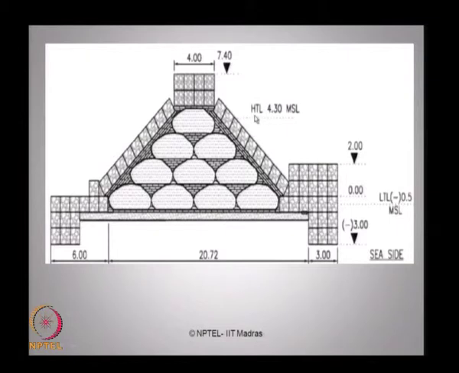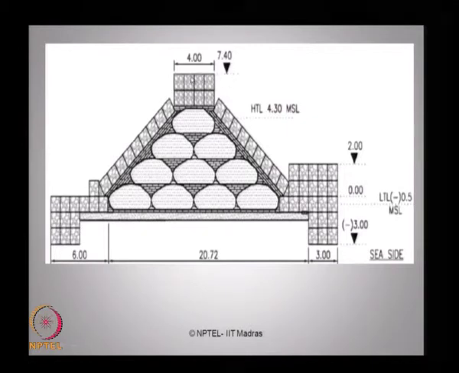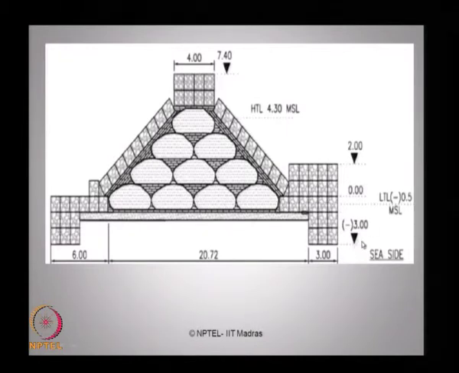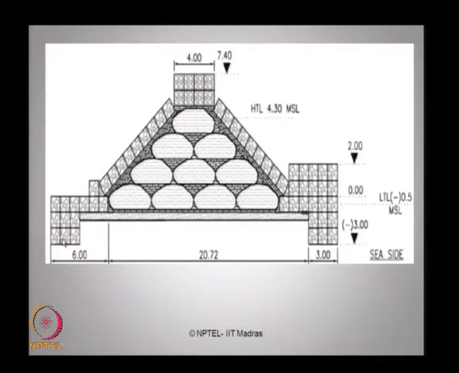The high tide level seen at the specific site has been indicated as 4.3 MSL, whereas the top level of the gabion box arrangement of the embankment goes to about 7.4 meters. The top crest width is about 4 meter, while the bottom crest width is about 20.72 meter. You can easily find a gentle slope provided for this embankment. Of course, the embankment has a foundation depth of about -3 meter on the sea side as well as on the land side.